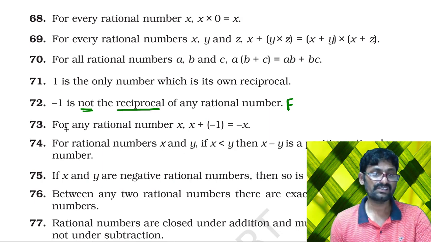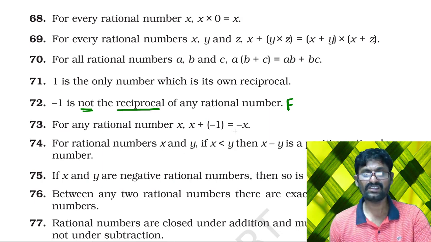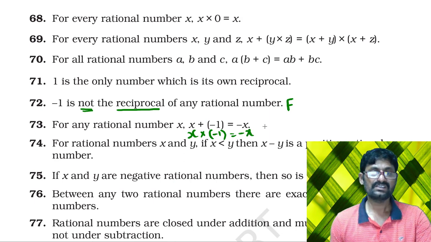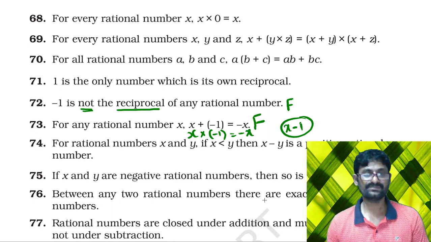Next, 73. For any rational number x, x plus -1 equal to -x. Actually, x times -1 equal to -x. But x plus -1 means that is actually x minus 1. So this is not correct. So it is a false statement.